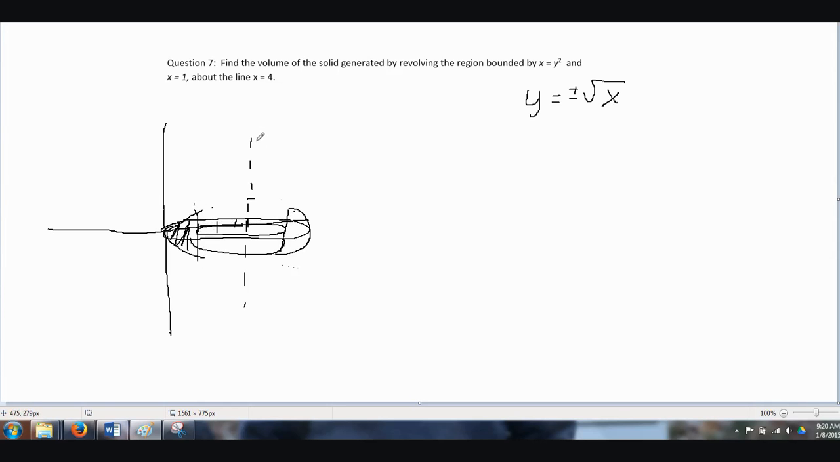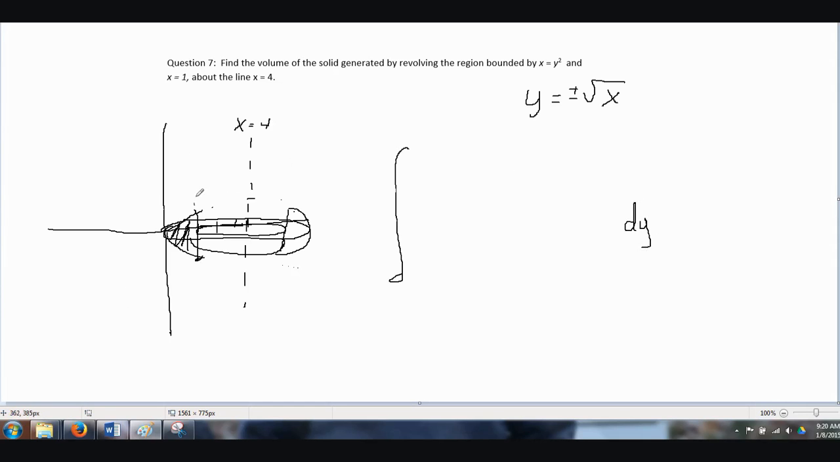Now, one thing to notice is our center is no longer at 0. Our center, even though my picture isn't perfect, is here at the line x equals 4. So we're going to have to keep that in mind when we define our outer and our inner radius. Now, the other thing to keep in mind is since we're revolving around a vertical line, this is going to be a problem where we integrate with respect to dy. So everything we're going to need to think of vertically.